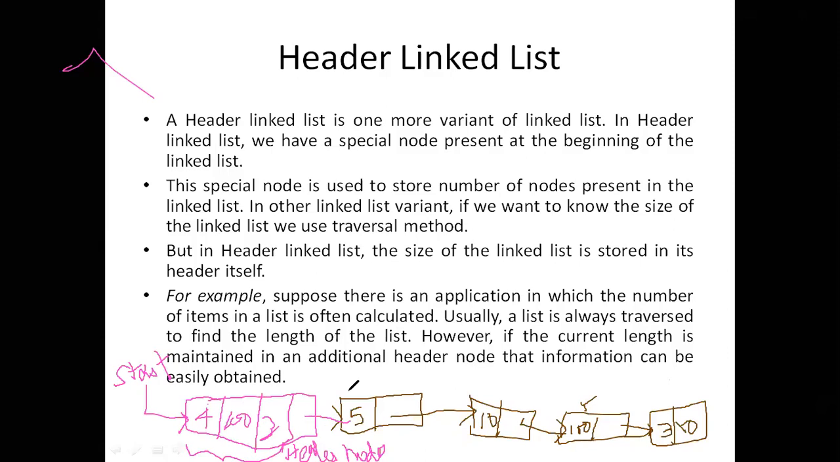Am I correct? Start only your first node. Am I correct? But here your first node will be positioned in the second place. Second node will be positioned in the third place. Third node will be positioned in the fourth. Fourth node will be positioned in the fifth place. So first position is occupied by the header node. So header node tends to next only your first node of the linked list.